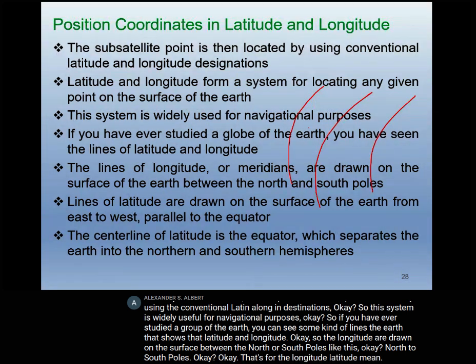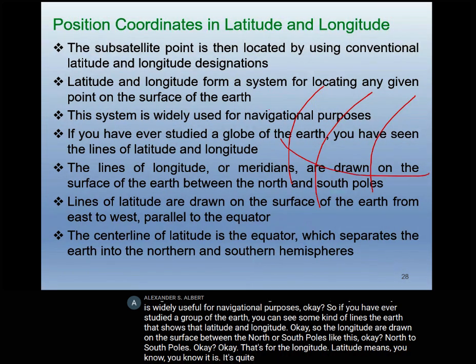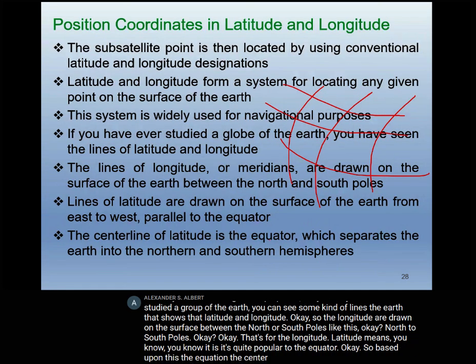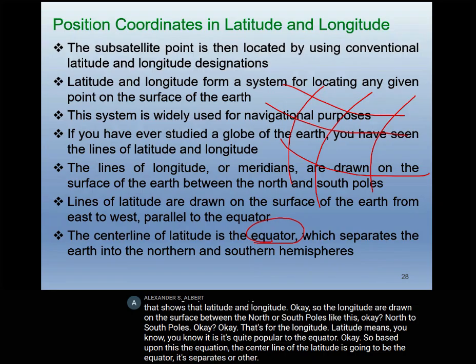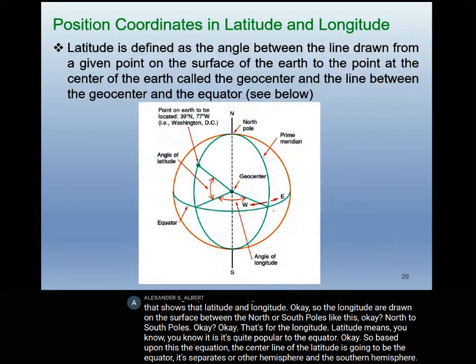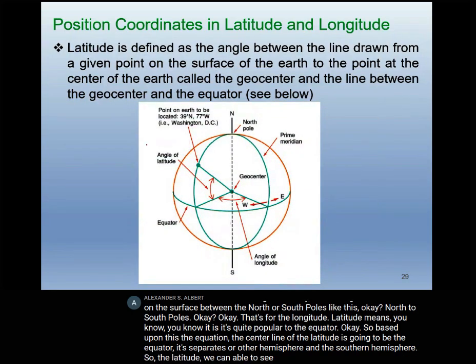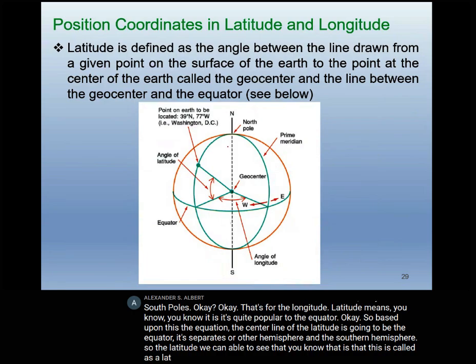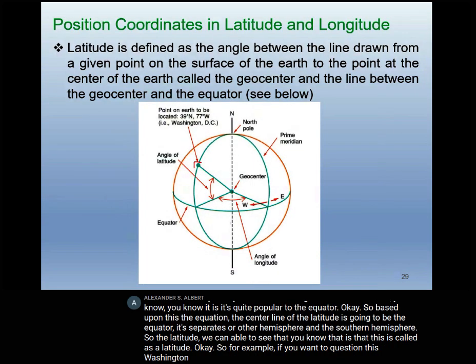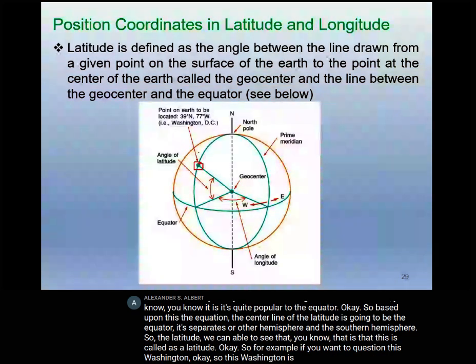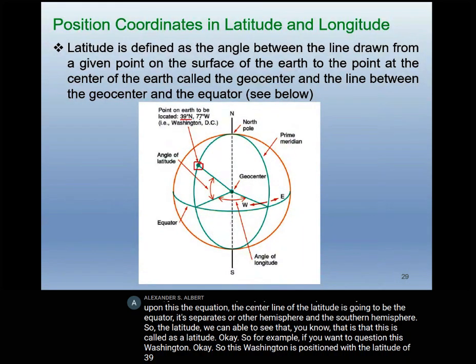Latitude means the lines are parallel to the equator. Based upon this, the center line of the latitude is the equator, which separates the northern hemisphere and the southern hemisphere. So this is called a latitude. For example, if you want to position Washington, it is positioned at a latitude of 39° north and 77° west.